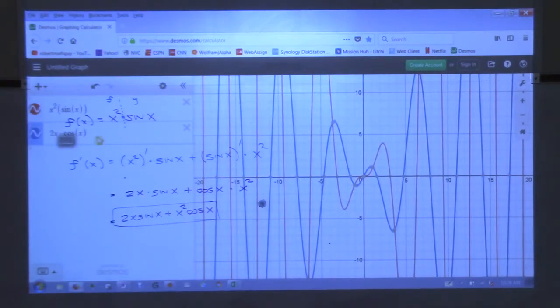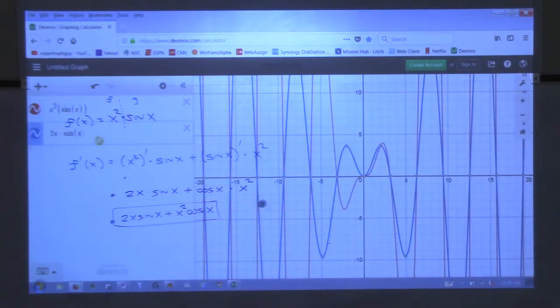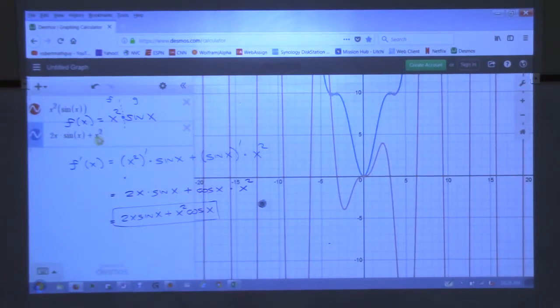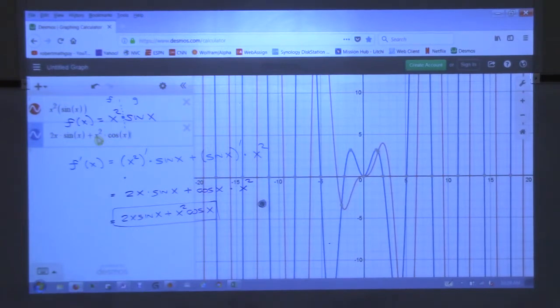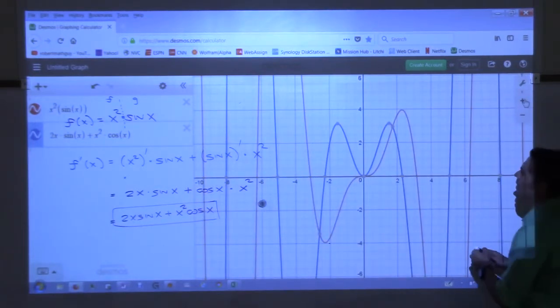So I'm going to get rid of this one, and instead I'm going to put 2x sine x plus x squared times cosine x. And let me zoom in on this. We got too much junk going on there. Let's just investigate it right here. Let's look at the red one.